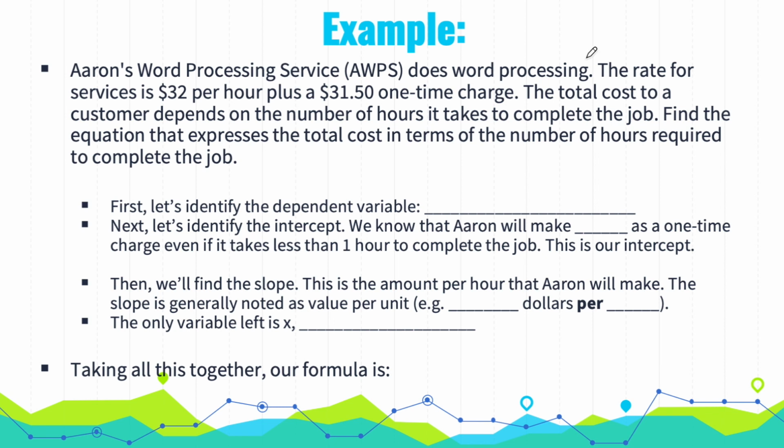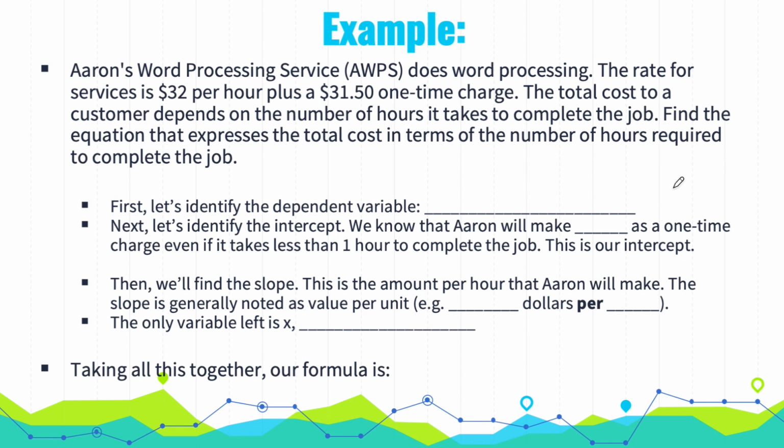Let's look at an example that mirrors what you might see on an exam in this course. Aaron's Word Processing Service, AWPS, does word processing. The rate for services is $32 per hour plus a one-time $31.50 charge. So the total cost to a customer depends on the number of hours it takes to complete the job. Find the equation that expresses the total cost in terms of the number of hours required to complete the job.